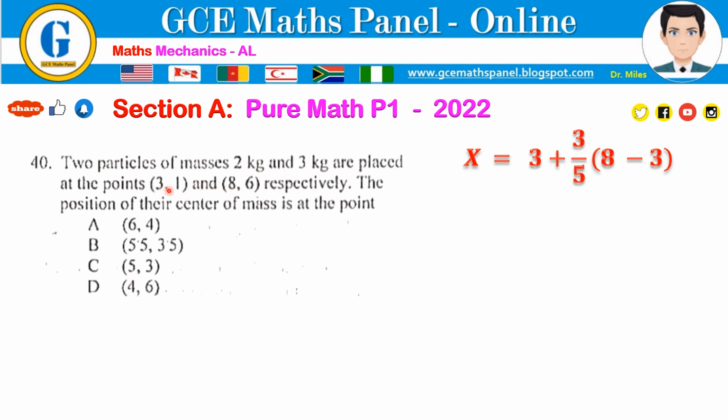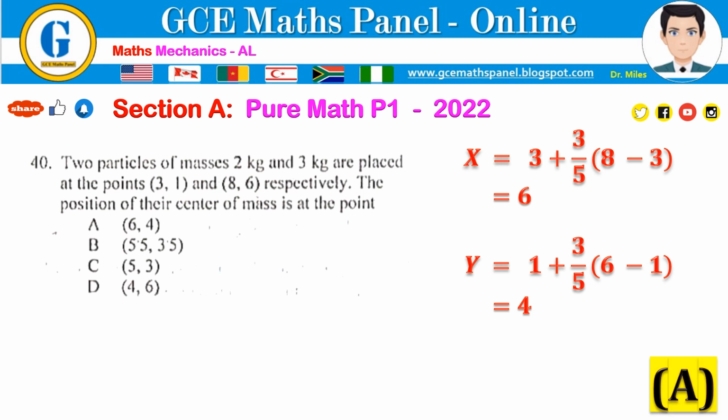So from 31, you can use from 31 or from 86. So from 31, center of mass will be equal to this x coordinate here first, plus 3 on 5 times the difference in the x. 8 minus 3, 3 on 5 times that. That's giving us 6. Then the y coordinate will be equal to the y coordinate here first of all, which is 1, plus 3 on 5 into 6 minus 1. That's the change in y. So this is going to give us 4. So our key here is A.